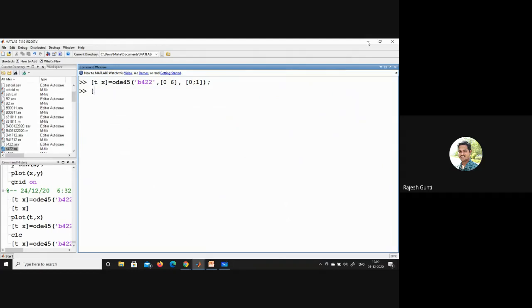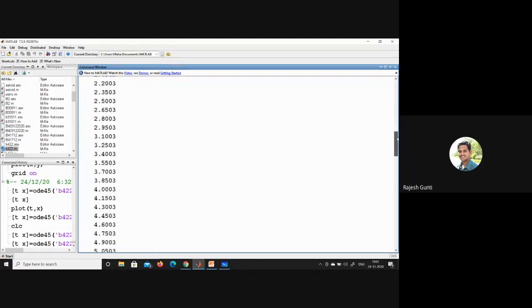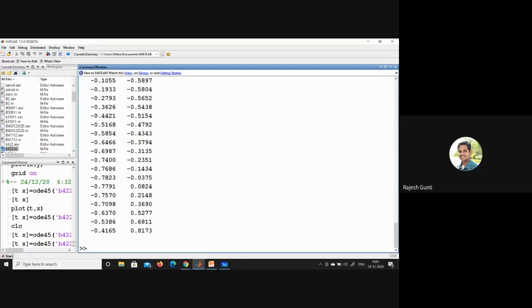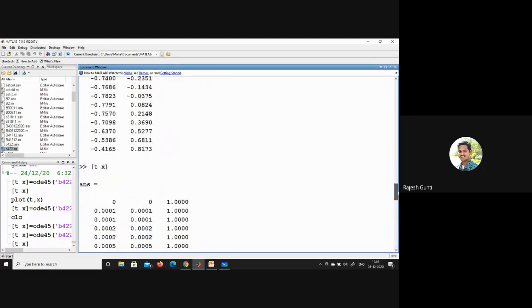So don't worry, if you remove the semicolon, what will happen? t and x will come as t comma x. It's not a problem. The t value will come first, and next the x value will come. So I want to write them side by side. That's why I'm giving a semicolon there and later writing t comma x, so t and x will come side by side. Okay, that is it. Nothing more is there.